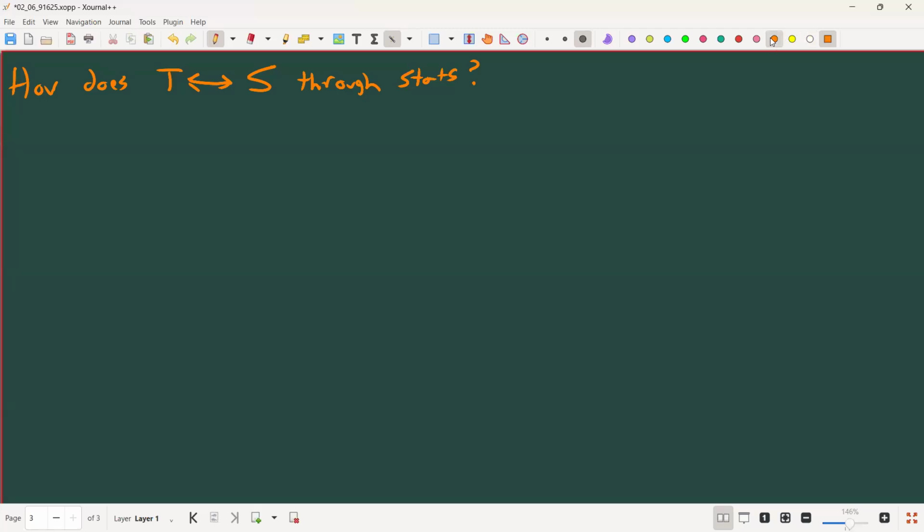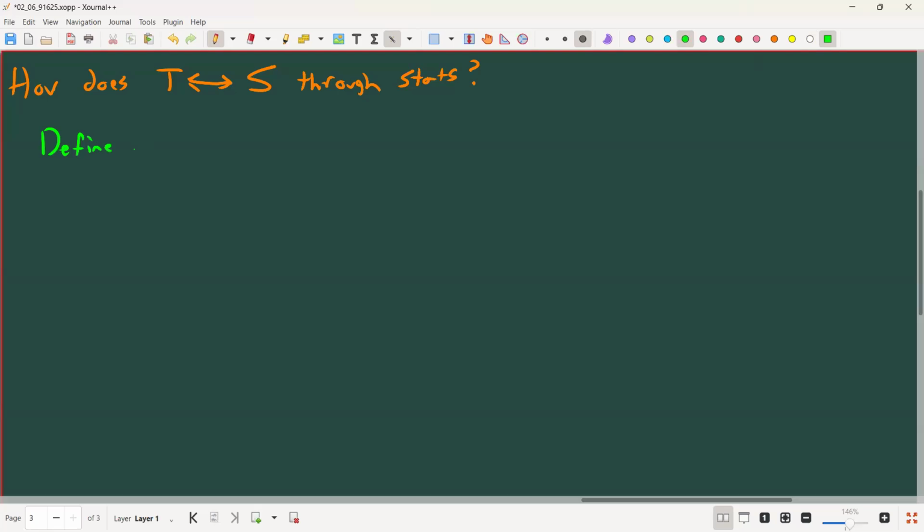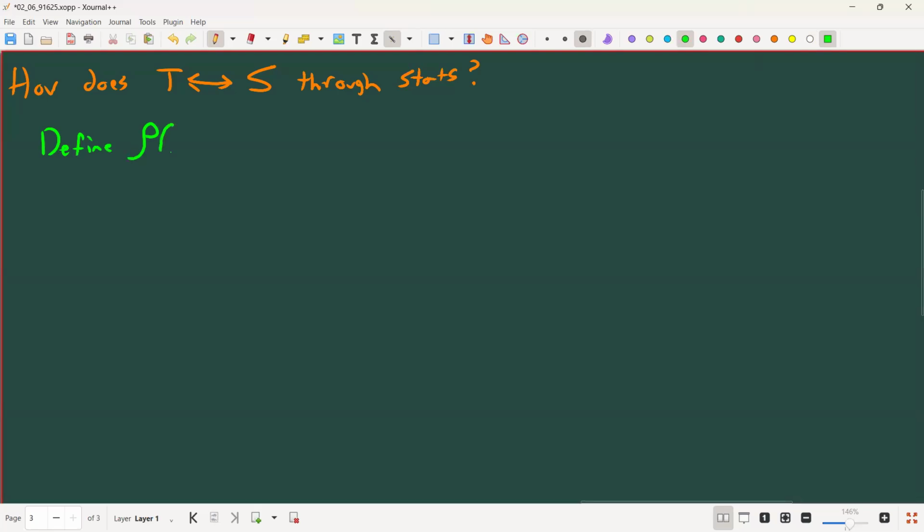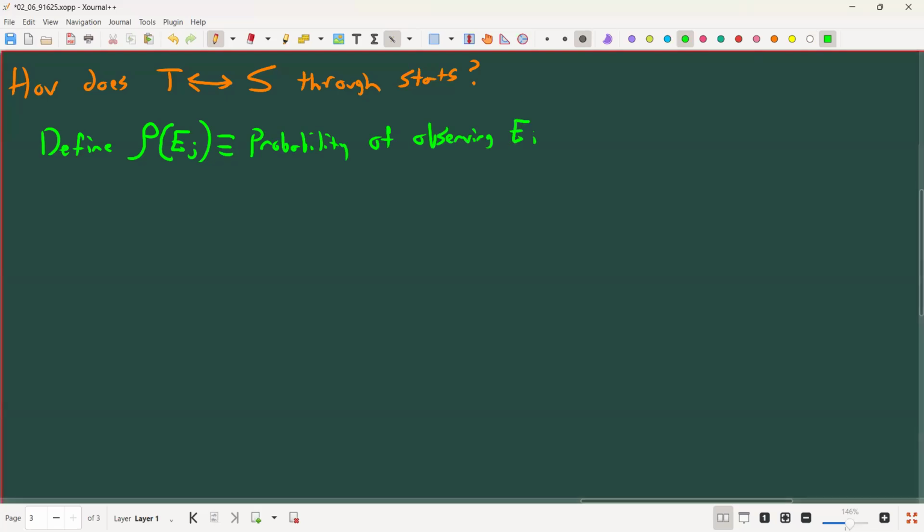And so let's define a few things just so we're all on the same page. Define the probability, this function rho of EJ, to be the probability of observing EJ in an object inside a box at temp T.